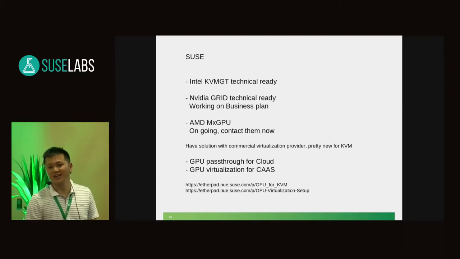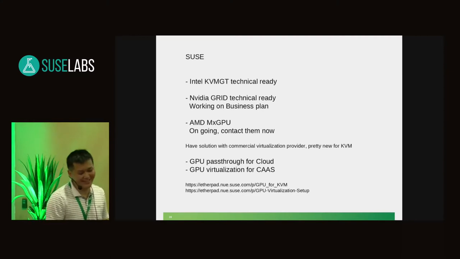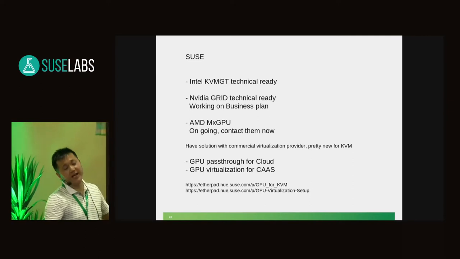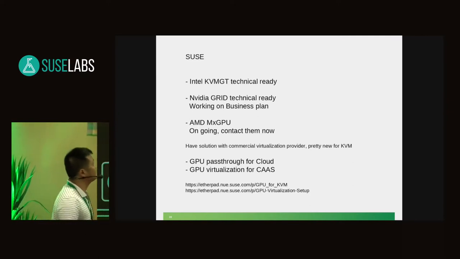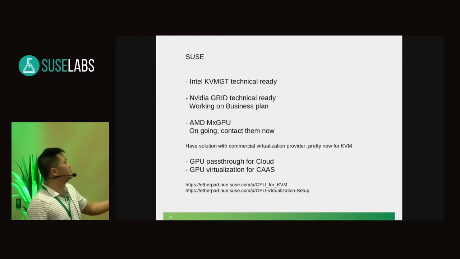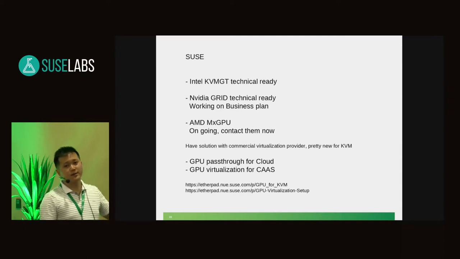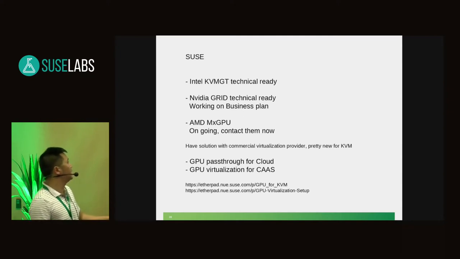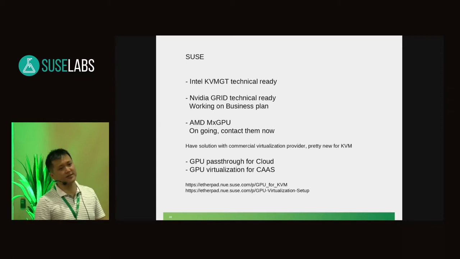We're out of time. Okay. And the other piece is the AMD MX GPU. It's still ongoing. We contacted them, but it looks like it's not their priority. But we are trying to push it. And GPU pass-through already worked for our cloud support. And GPU virtualization for CAS, from the last meeting, they look to have no interest yet.